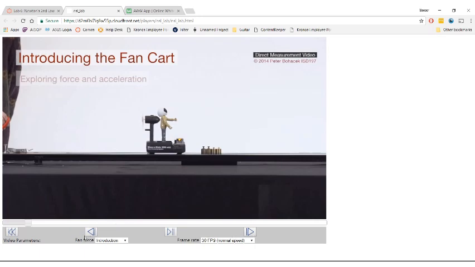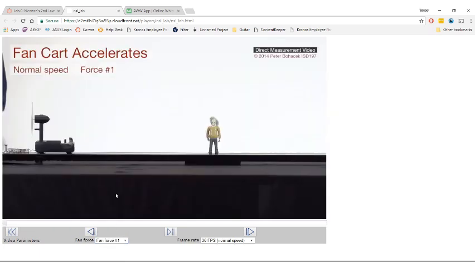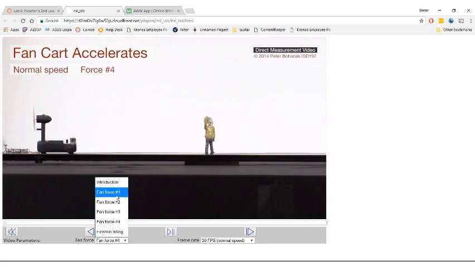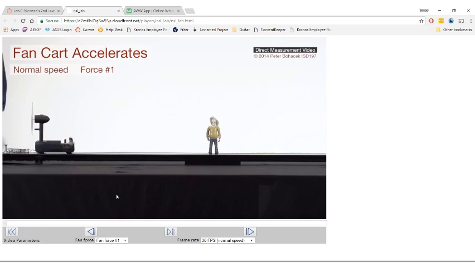So the first thing we need to do is go down here to Fan Force and choose Fan Force 1. And this will load the video where the fan is blowing the weakest. And there's 4 different videos here. Fan Force 2, it blows a little harder, 3 harder than that, and then Fan Force 4 is the video with the fan blowing the hardest, and so it provides the greatest amount of force on the cart.